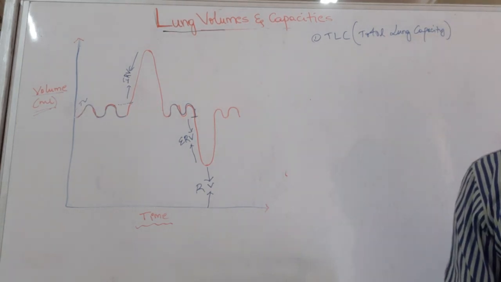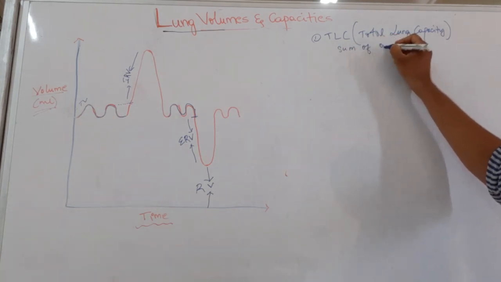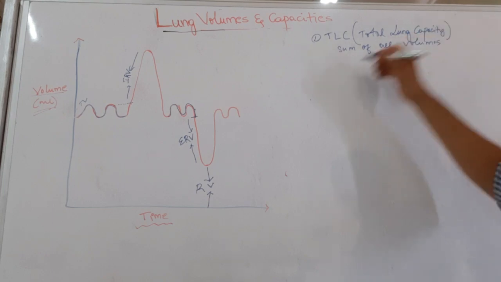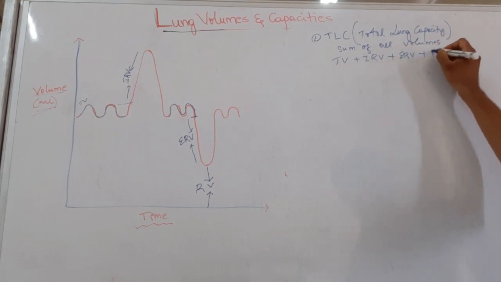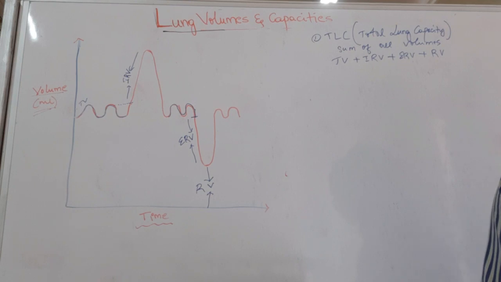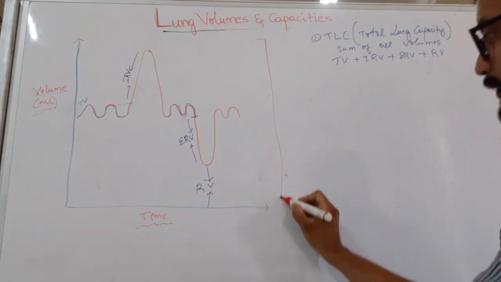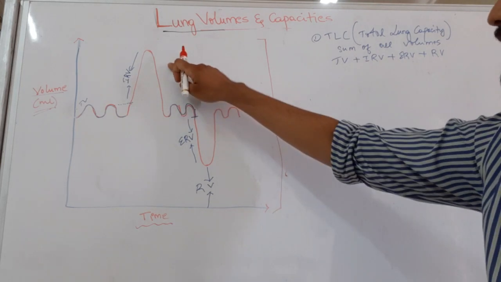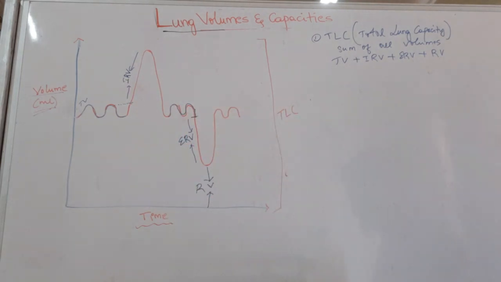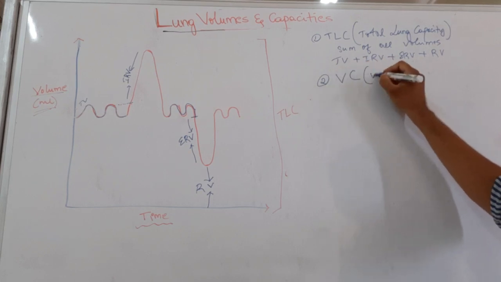It is the total volume of the air in the lungs. It is the sum of all the volumes that are described. So it is tidal volume plus inspiratory reserve volume plus expiratory reserve volume plus the residual volume that is present, which is referred to as the total lung capacity. I can take in this graphical representation this as total lung capacity. It is the TV plus the IRV plus the ERV plus the residual volume. It is the total volume of the air that is present inside the lungs. Number 2, we have vital capacity.